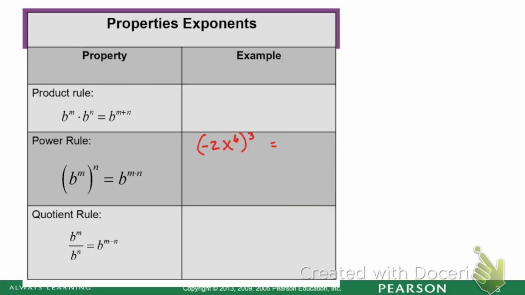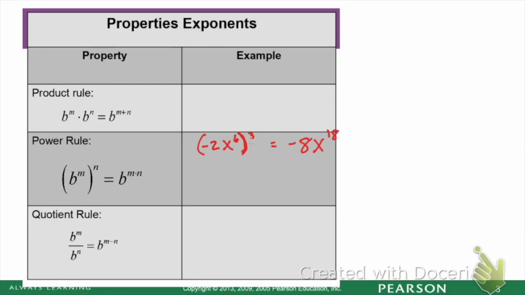I want to do a few more examples on the power rule. This one I threw in a negative number. That always messes people up. So I'm taking this quantity, negative 2x to the 6th power, and I'm cubing it. So I have to cube the negative 2 and the x to the 6th. So if I cube a negative 2, that's negative 2 times negative 2 times negative 2. So that's going to be negative 8x to the 18th. And that's your final answer.